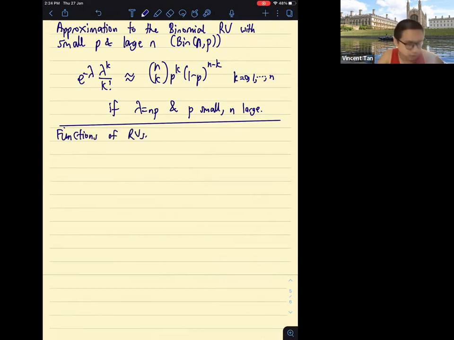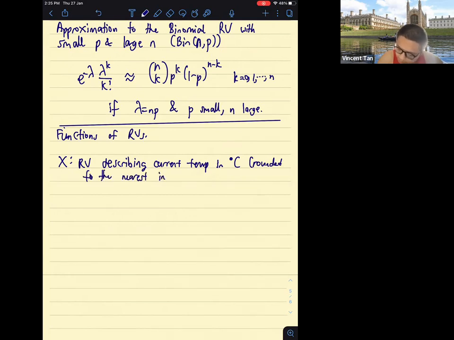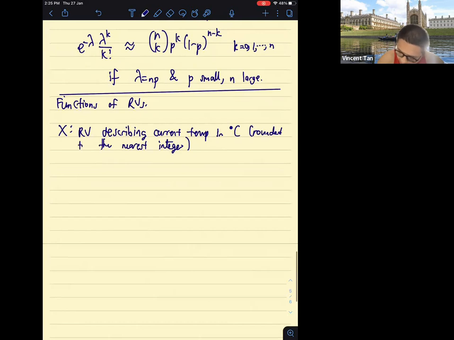Okay, so what do I mean by that? So let's say X is a random variable describing today's current temperature in degrees Celsius. All right, so that is a random thing, right? That is influenced by many factors, where you are, whether you have some shade or not. So there's a random variable, it's some random thing, describing current temperature in degrees Celsius rounded to the nearest integer, so as to make it discrete. We don't deal with continuous things as of now. So everything I talk about pertains to probability mass function, to answer Irfan's question.